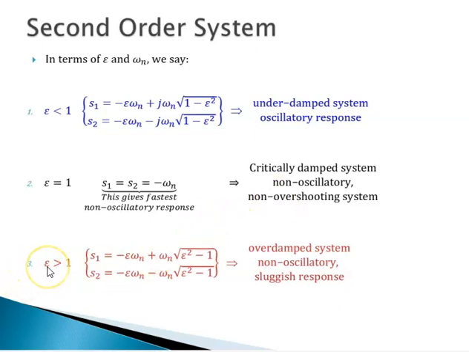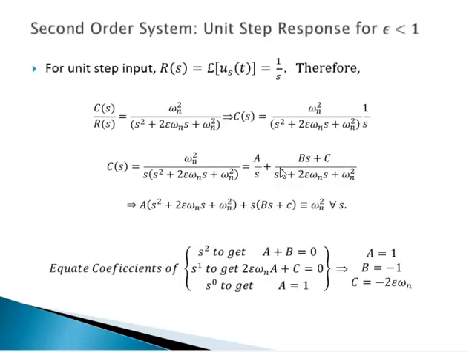Then if epsilon is greater than 1, the system is overdamped. Both the roots are real and distinct. The system exhibits non-oscillatory behavior. And if this damping ratio epsilon is much greater than 1, the response is sluggish. The system moves very slowly. In the following slides, we will see the step response of a second order underdamped system, because we have this damping ratio less than 1.